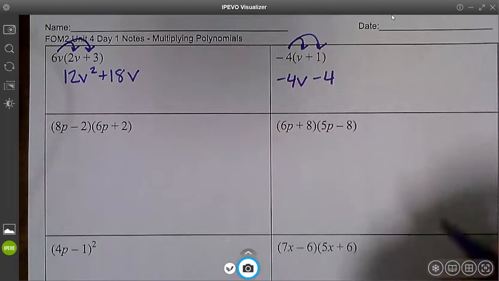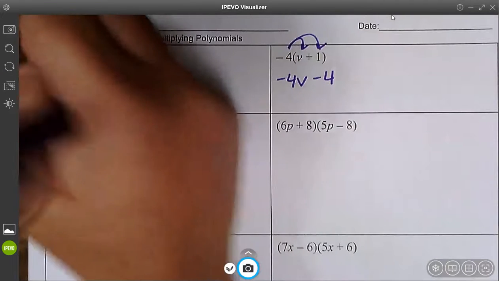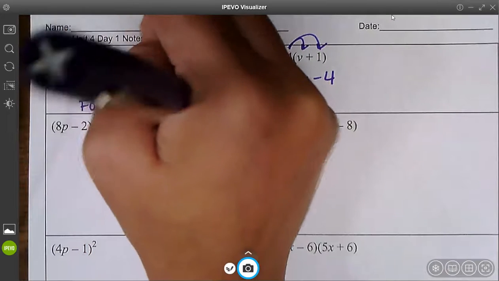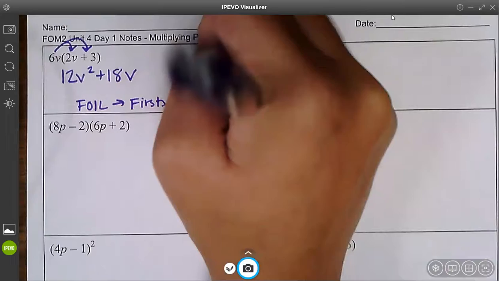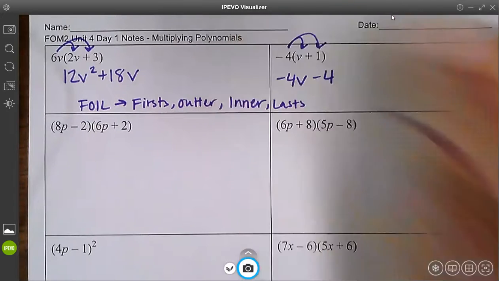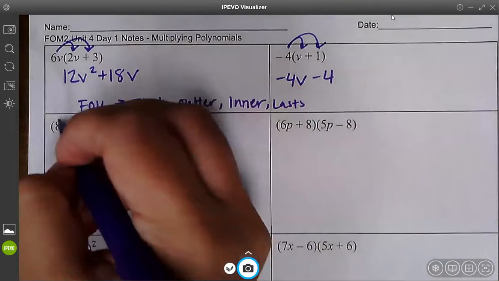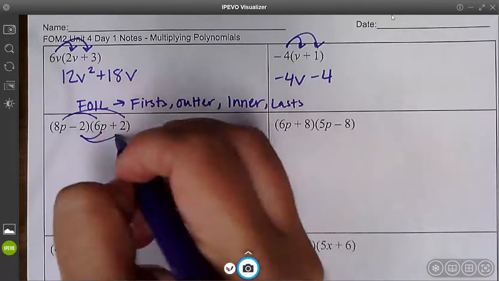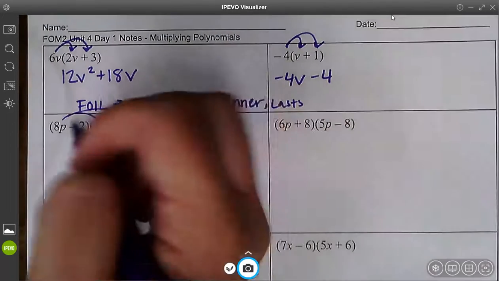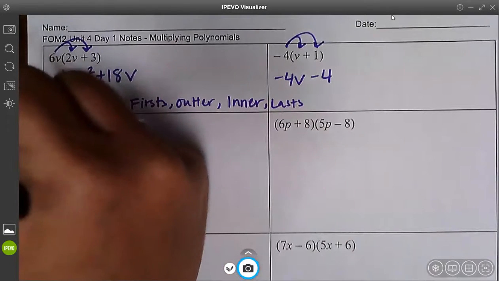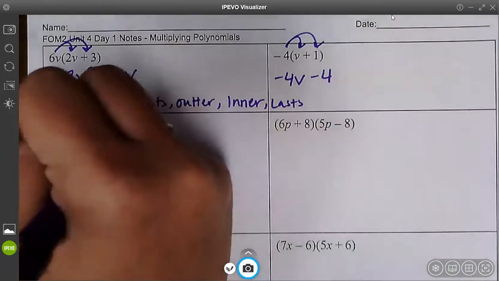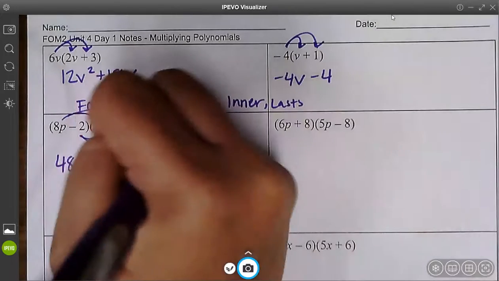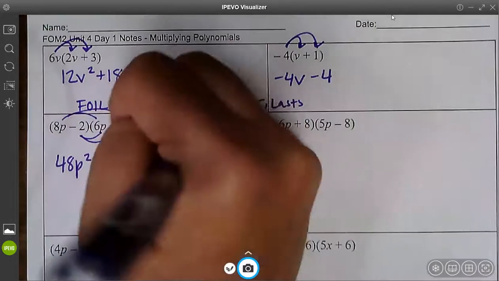When you have two binomials, you have to do what is called FOIL. You multiply the first, outer, inner, and the last. So the first two together, the outer two together, the inner two together, and the last two together. So 8p times 6p is 48p squared. 8p times 2 is 16p. Negative 2 times 6p is negative 12p. And negative 2 times 2 is negative 4.